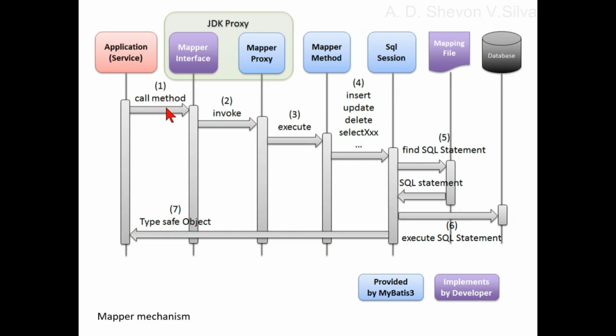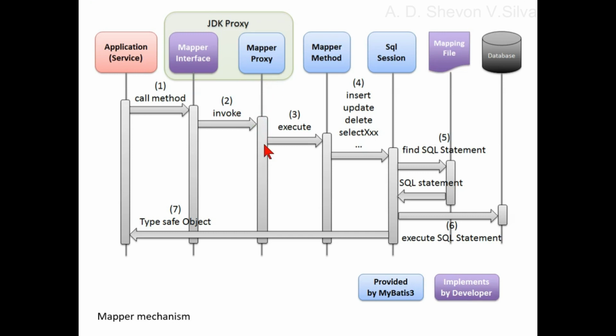1. The application calls the method defined in the mapper interface. The implementation class of the mapper interface, the proxy object of the mapper interface, is generated by a MyBatis 3 component at the application startup time. 2. The proxy object of the mapper interface calls the invoke method of the mapper proxy. The role of the mapper proxy is to handle the method calling of the mapper interface.